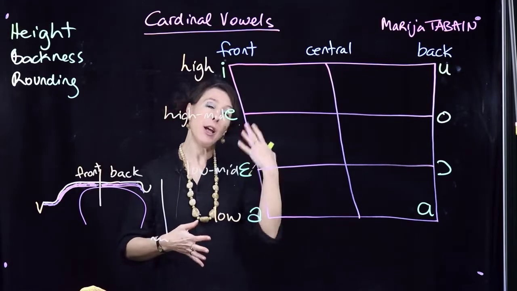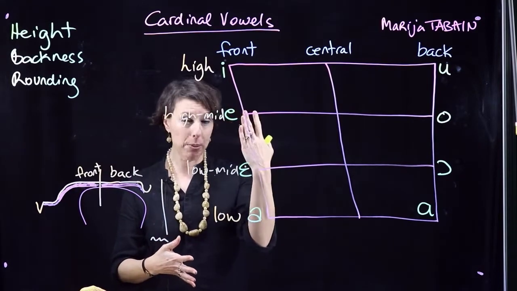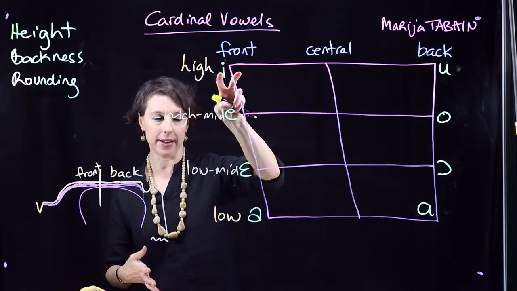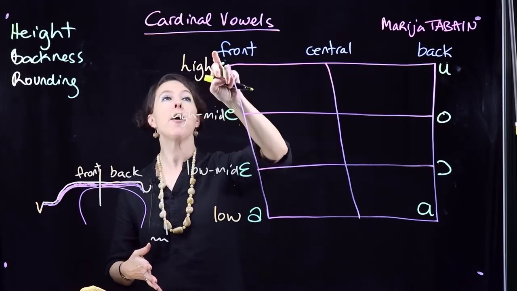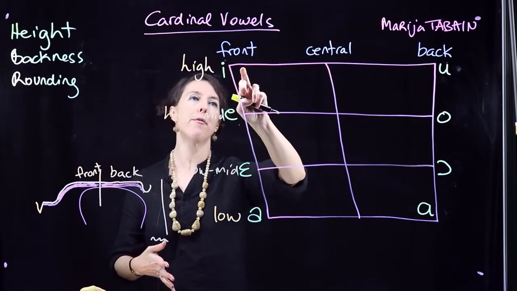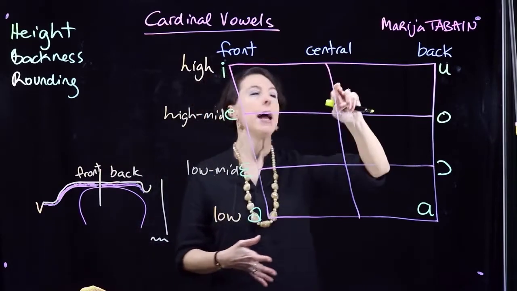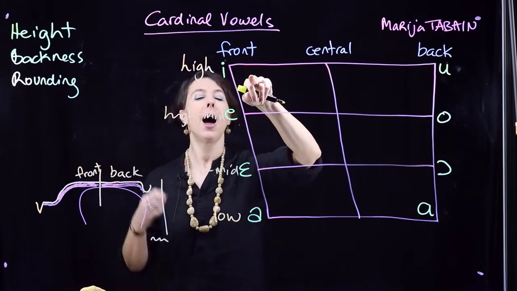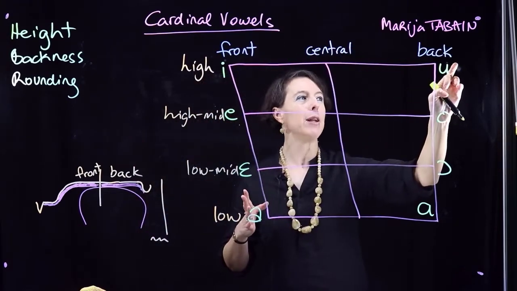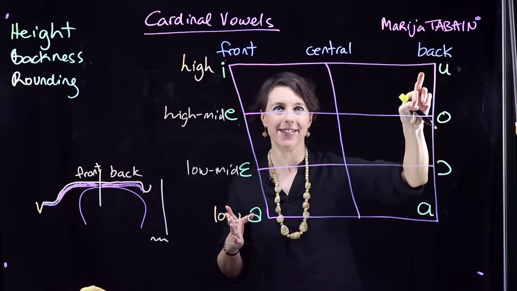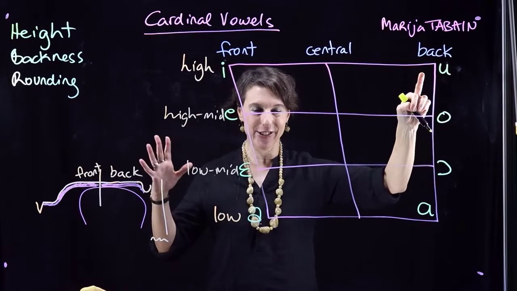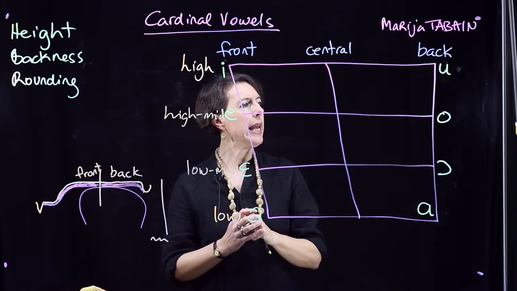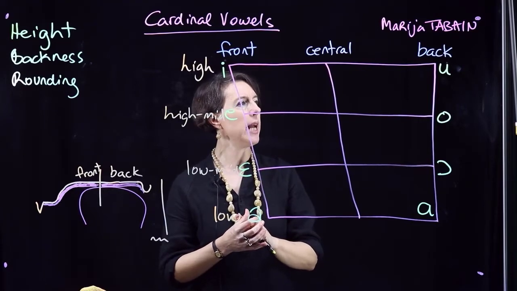So basically, the secondary cardinals are the opposite value of the primary cardinal. So what do I mean by that? If the primary is front unrounded, the secondary will be front rounded. And if the primary is back rounded, the secondary will be back unrounded. Okay, so that's what we need to work with here. Let's just launch into it.